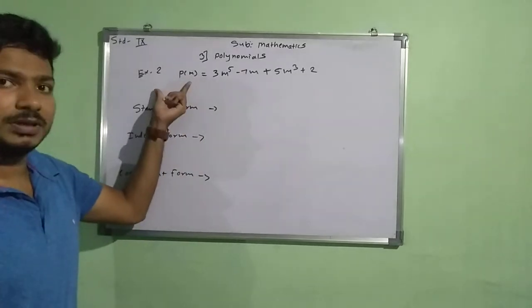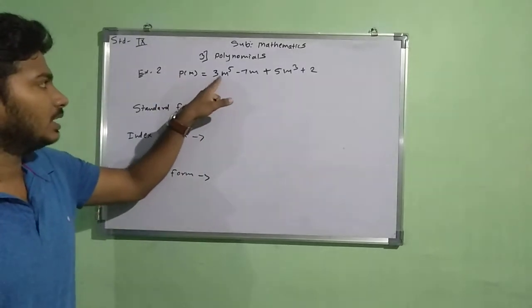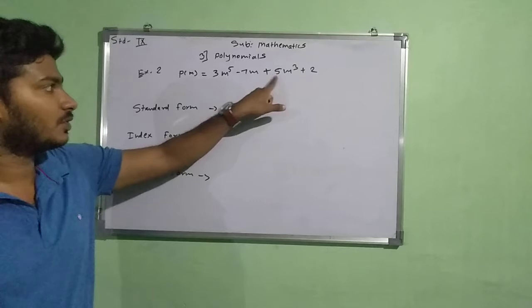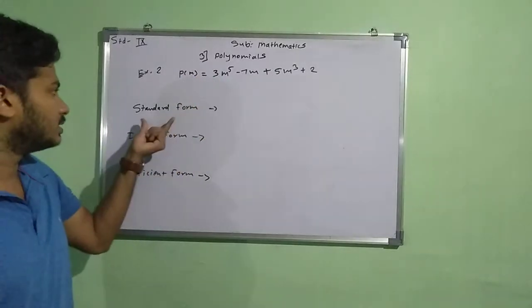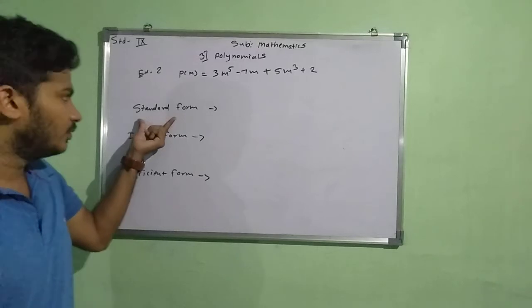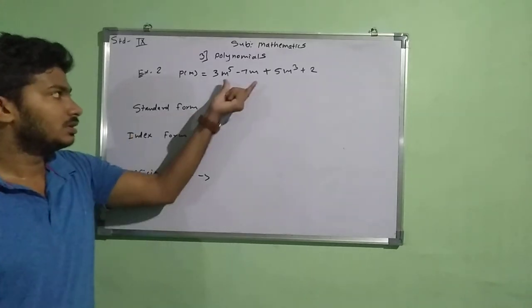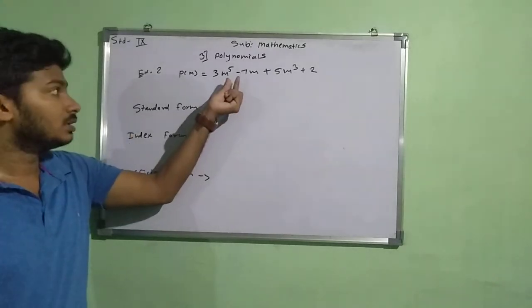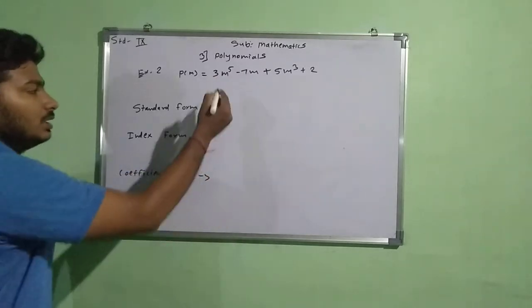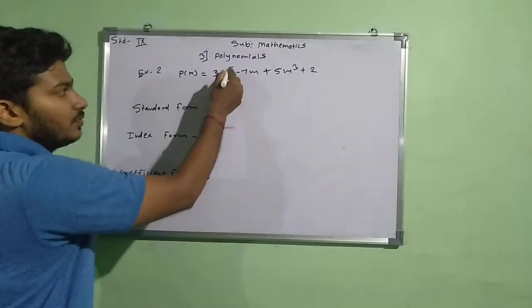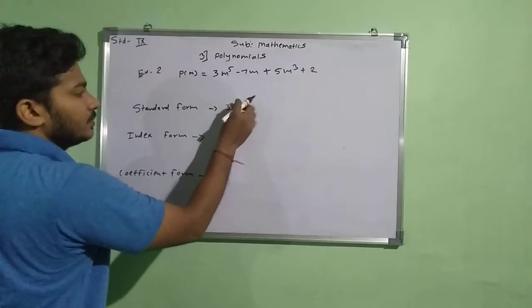So this is the second example. We have polynomial P(m), which is 3m raised to 5 minus 7m plus 5m cube plus 2. Now we have to write that same polynomial in the standard form. We know while writing in the standard form that variables should be in the descending order of their power. So here m raised to 5 will come first, 3m raised to 5.